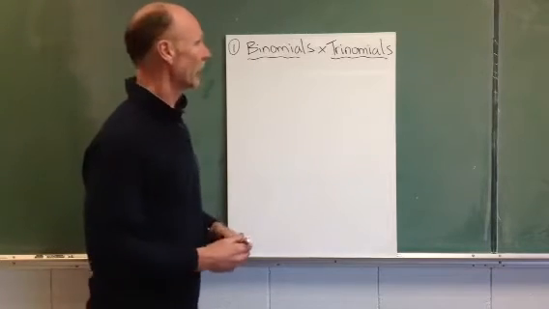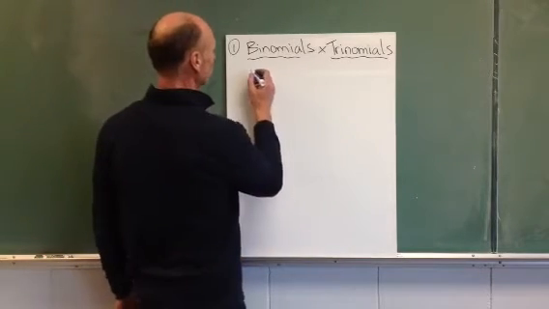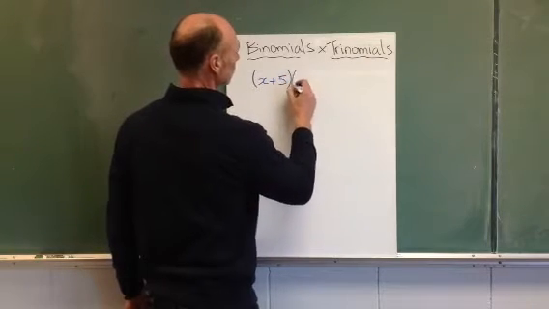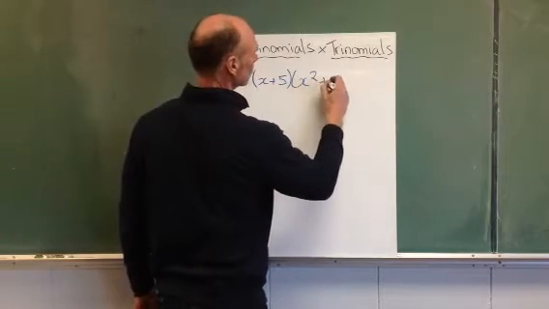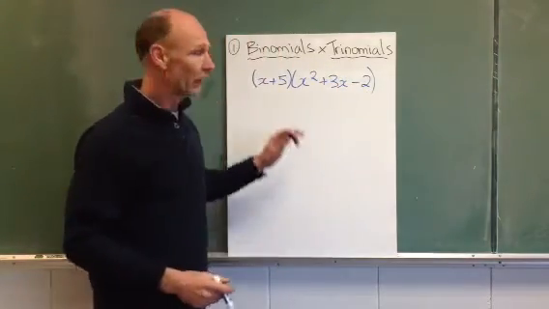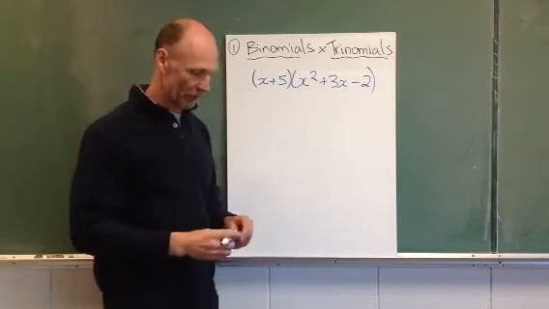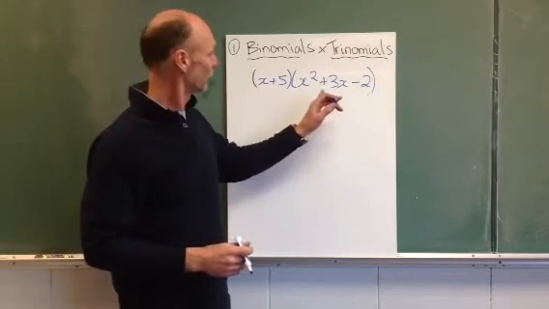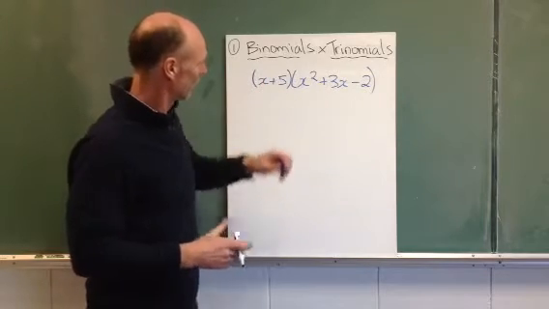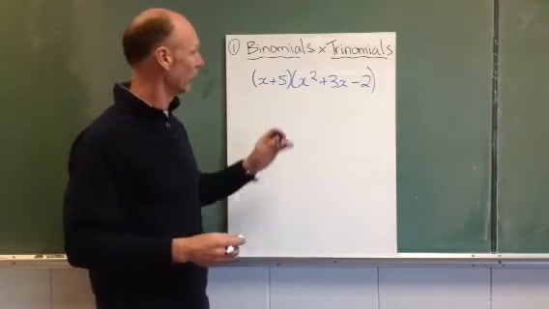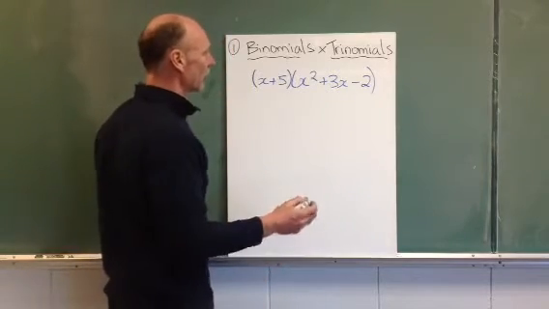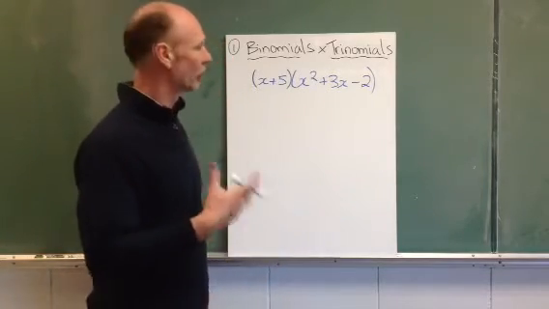Okay, a binomial times a trinomial, the question would look something like this. A binomial times a trinomial. Now sometimes you might have the trinomial first and the binomial second. That doesn't matter. This process of distribution will work either way, but I like to put the binomial in front of the trinomial, but that's just my preference. You don't have to. So the main thing is we have to multiply every term by every term.